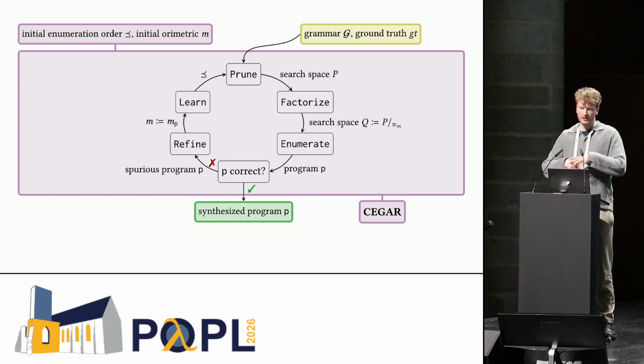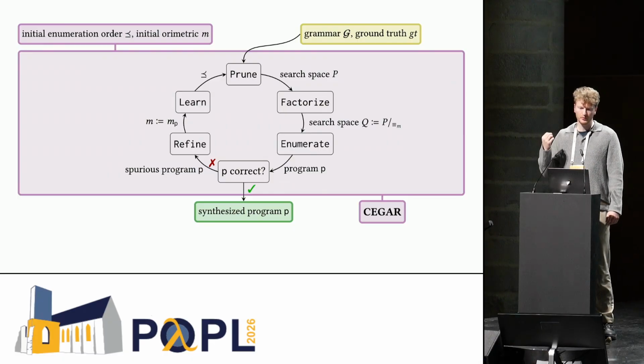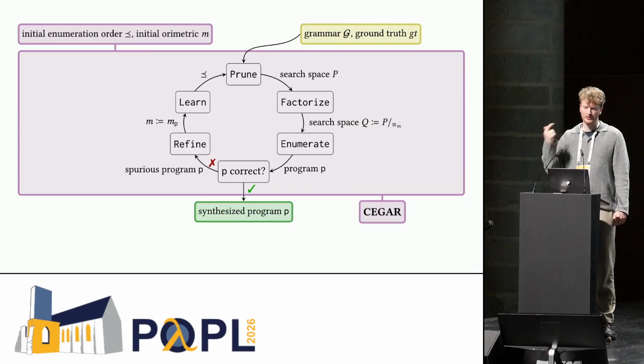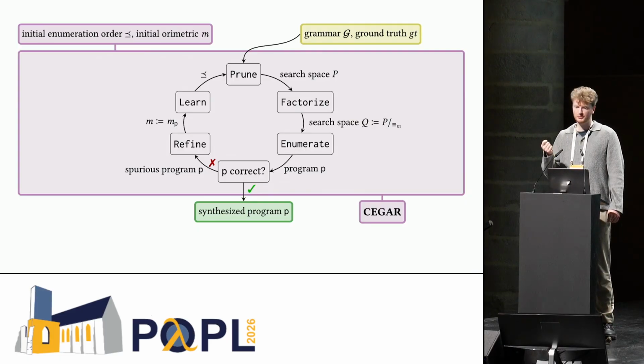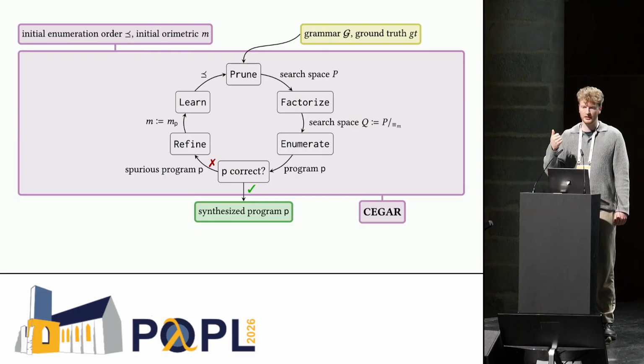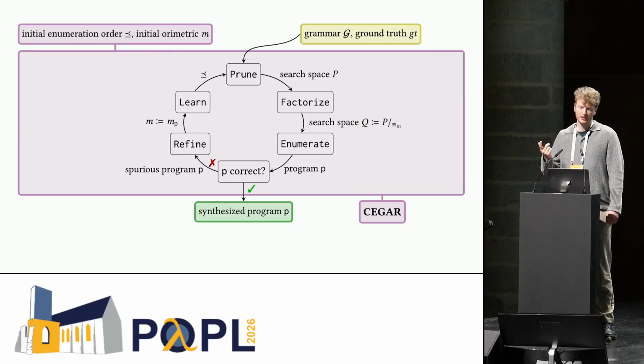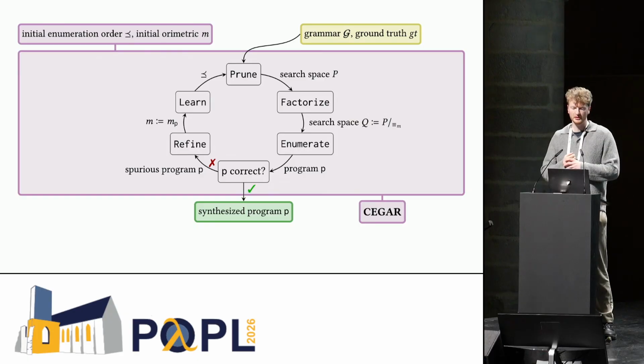All right, now we've packed this whole thing into a framework, which is parametric in the two parameters from before, the enumeration order and the oriented metric. And as input, we have the grammar and the ground truth. And what we do is we first prune and then factorize the search space. Then we enumerate alongside our enumeration order. And then we might wind up with a program P, which is the correct solution.